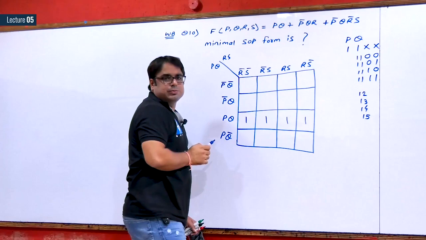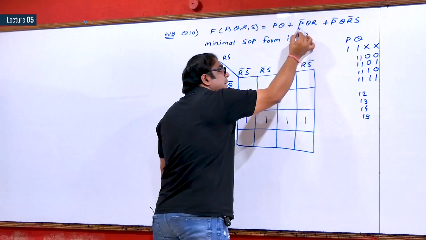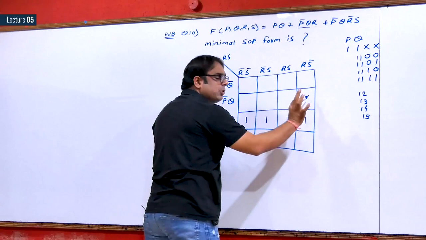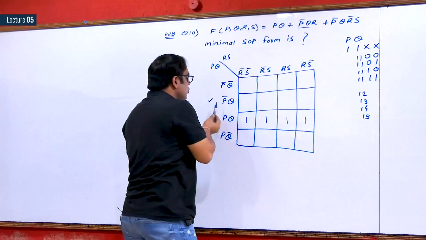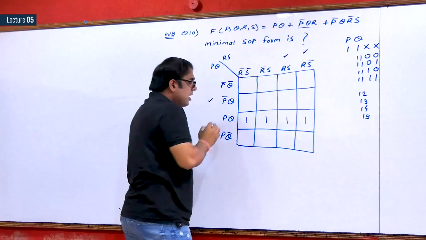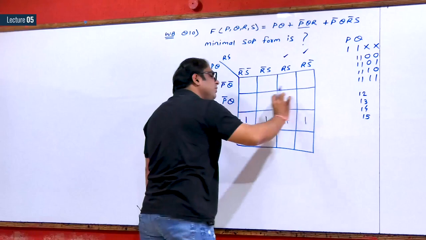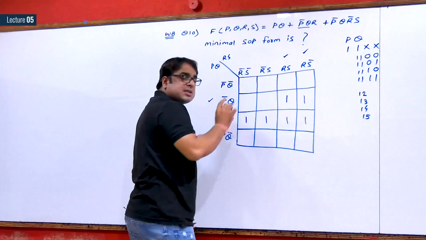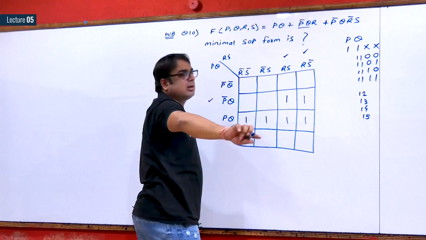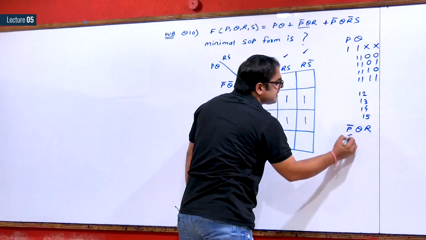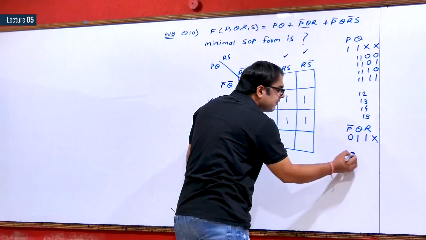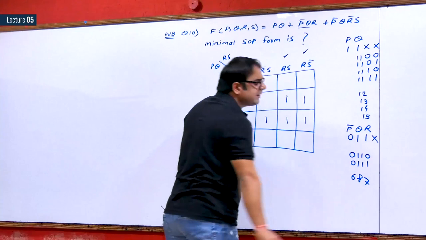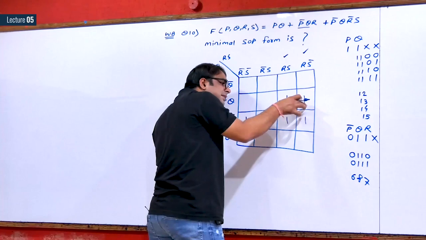P complement Q R. See, P complement Q means this row. Along with P complement Q, R is common. So P complement Q and R means this cell and this cell: the intersection of this second row with the last two columns will give you 1 and 1. The same thing we get by the minterms shortcut. P complement QR: P is equal to 0, Q is equal to 1, R is equal to 1, S is not given. So this gives 0, 1, 1, 0 and 0, 1, 1, 1, that is 6 and 7. This is cell number 6 and 7 only, you can check.